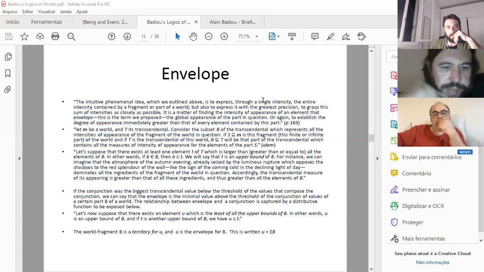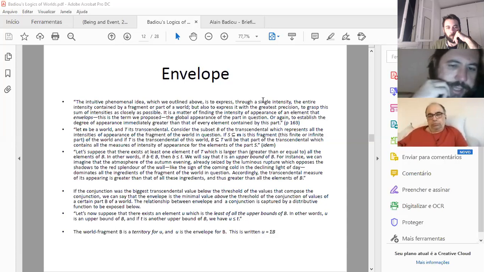Let's now suppose that there exists an element U, which is the least of all the upper bounds of B. In other words, U is an upper bound of B. And if T is another upper bound of B, we have U lesser or equal to T. The world fragment B is a territory for U, and U is the envelope for B. This is written U equal sigma B. Okay.